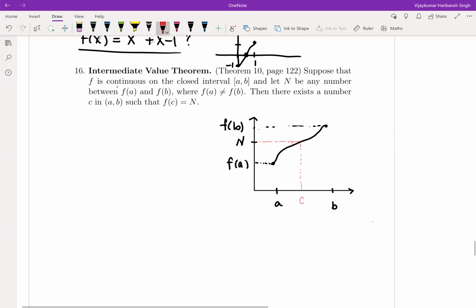Note that if the function is not continuous, this is not true. Say, for example, you can have a function like this. So this is your a, and suppose after some value, this is your b. So this function is not continuous on the interval. So in between these values, there's nothing between a and b such that f of c is that value, right? So continuity is important. So this statement is called the intermediate value theorem. It's a very powerful theorem.